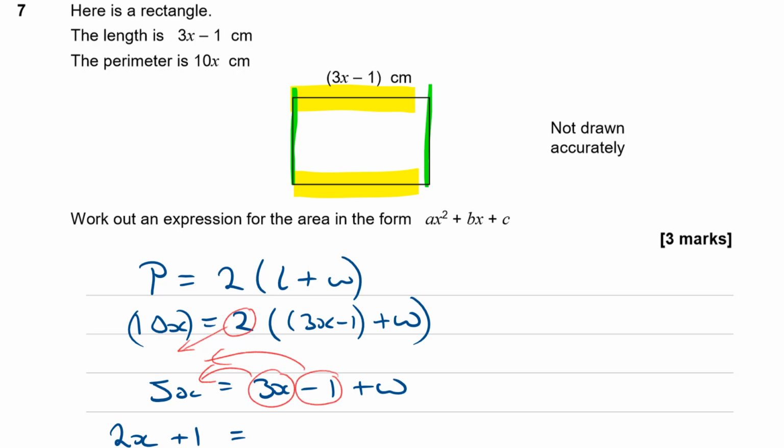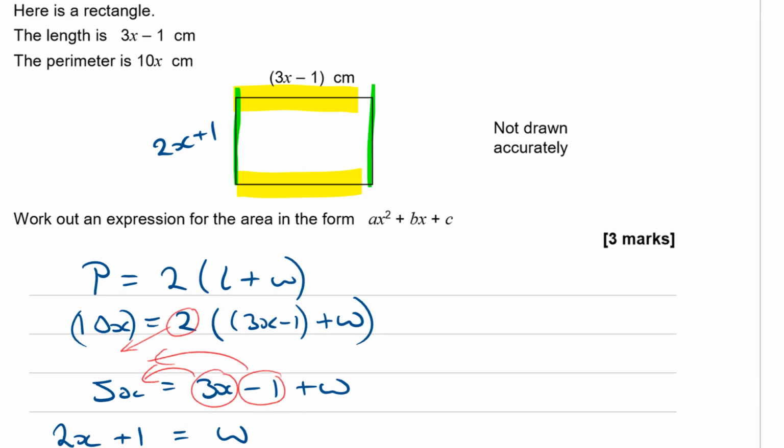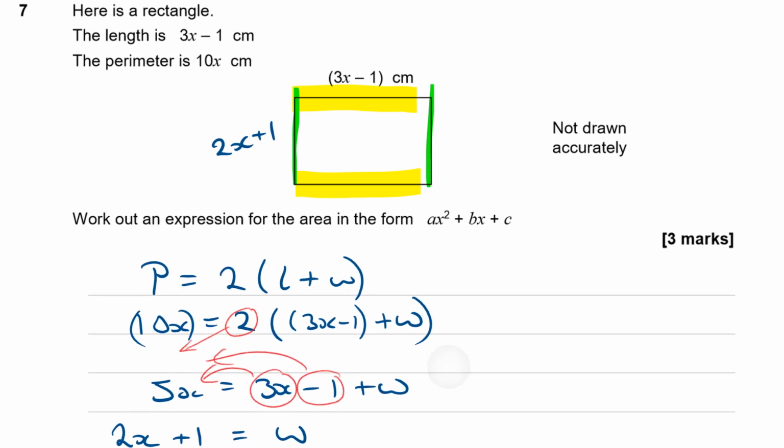So I'm going to get 2x plus 1 is equal to w. So that means my width then is 2x plus 1. I just write it up there on the diagram. So we're kind of half done now. Let's just draw a line here. We'll start our second part of the calculation.